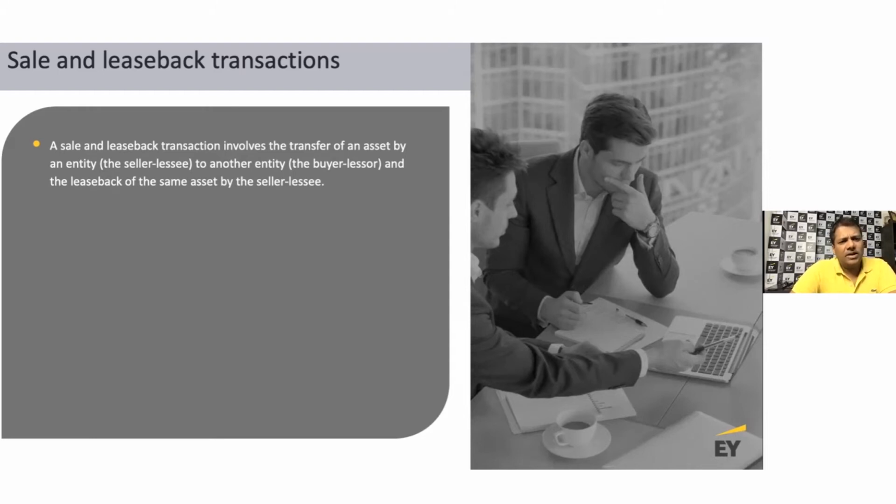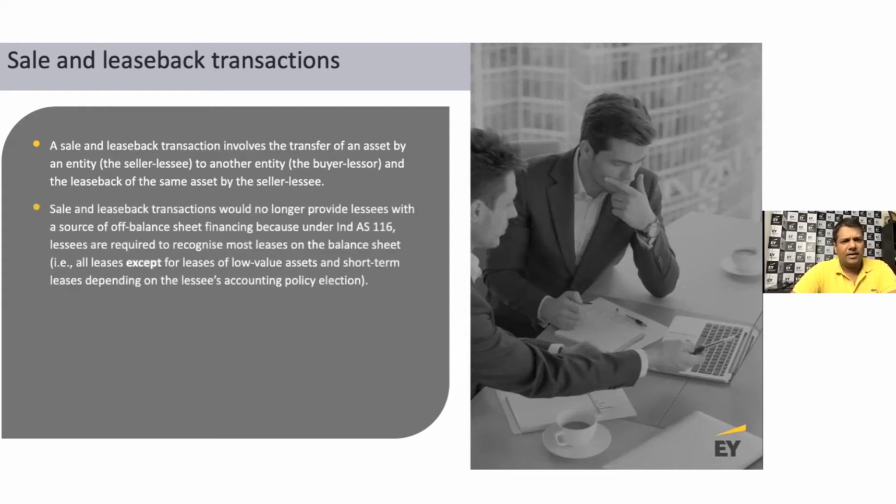So a sale and leaseback transaction involves the transfer of an asset by an entity to another entity, and the leaseback of the same asset by the seller-lessee. Sale and leaseback transactions would no longer provide lessees with a source of off-balance sheet financing. Why were we doing this earlier? Because when you leased it back as an operating lease, there was no capitalization of the operating lease under the Ind AS 17 model. But now under Ind AS 116, even if you leased it back for, say, 5 years, you have to capitalize the rentals you are obligated to pay, including the renewal options and so on.